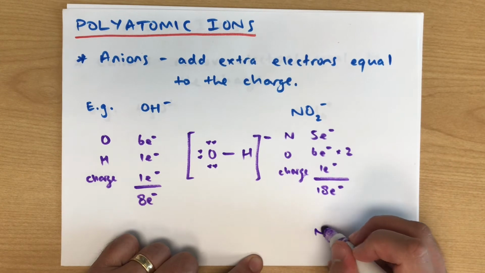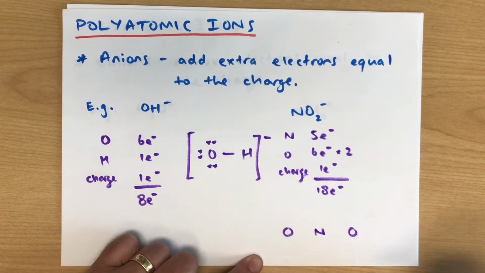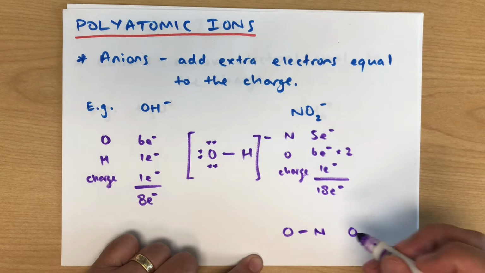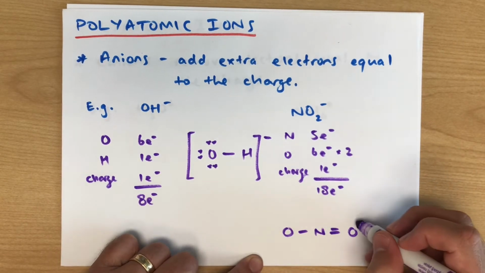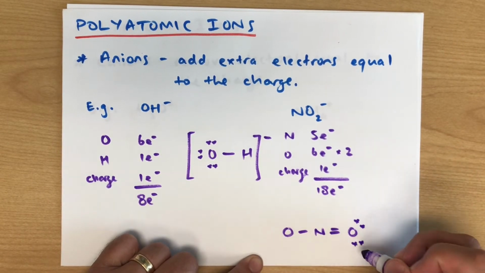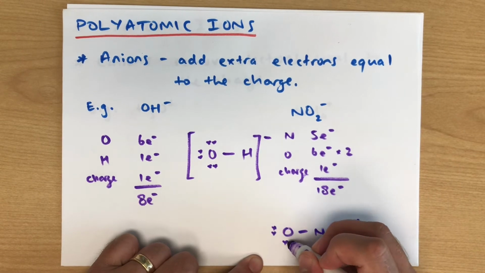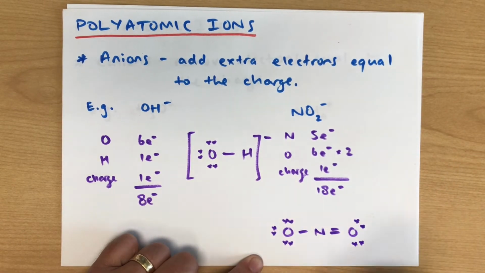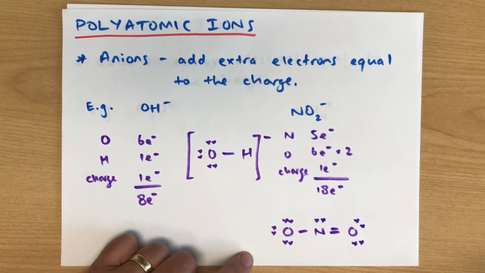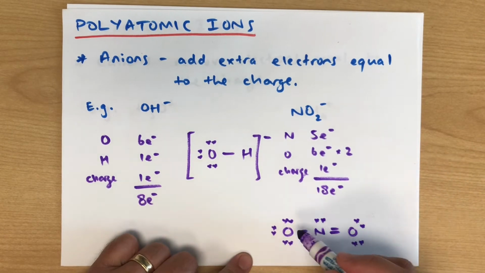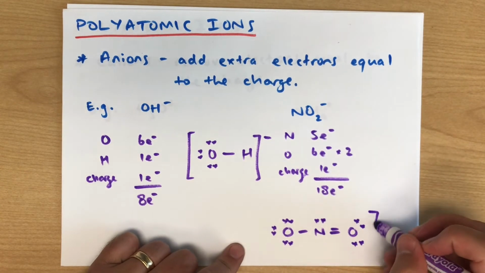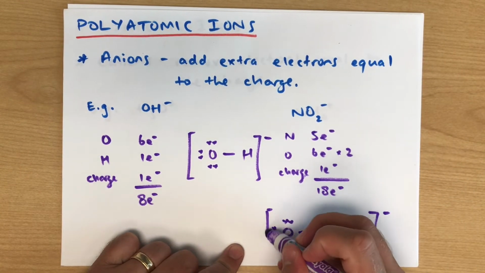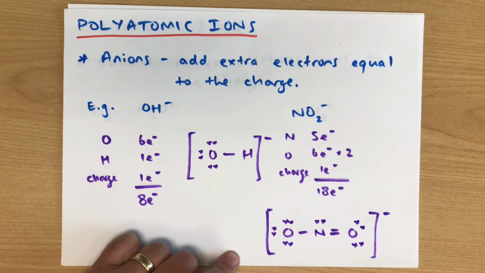Hopefully you landed with a Lewis structure where nitrogen is the central atom, a single bond and a double bond, filling the valence shells. I've used 2, 4, 6, 8, 10, 12, 14, 16, 18 valence electrons. Oxygen's got 8, oxygen's got 8, nitrogen's got 8. To show it's a polyatomic ion, square brackets and a negative charge.